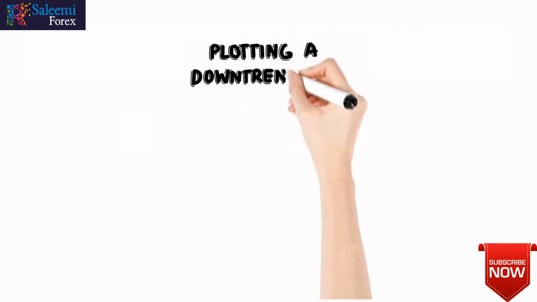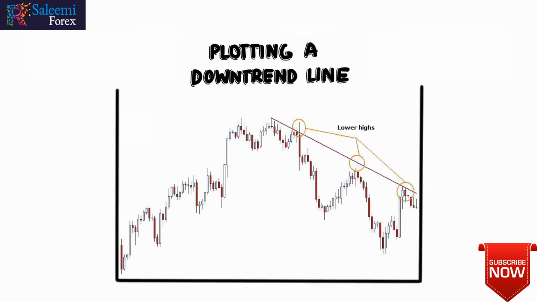Plotting a downtrend line. A downtrend is a series of lower highs and lower lows. To plot a downtrend line, you want to connect as many of the lower highs as possible, while best showing the overall downward slope. Again, it's okay to have some outlier candlesticks.